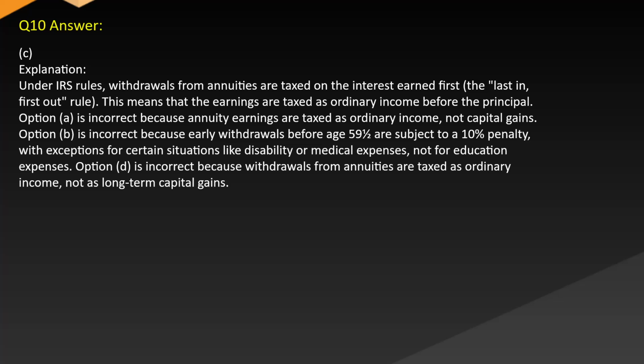Option A is incorrect because annuity earnings are taxed as ordinary income, not capital gains. Option B is incorrect because early withdrawals before age 59½ are subject to a 10% penalty, with exceptions for certain situations like disability or medical expenses, not for education expenses. Option D is incorrect because withdrawals from annuities are taxed as ordinary income, not as long-term capital gains.